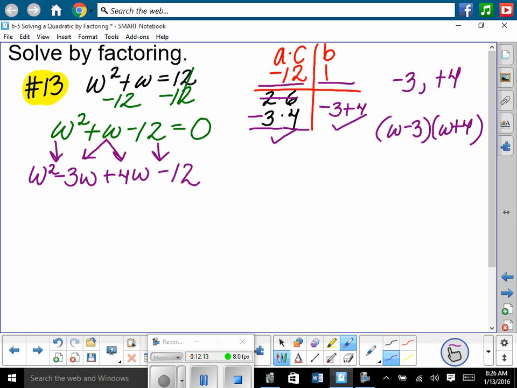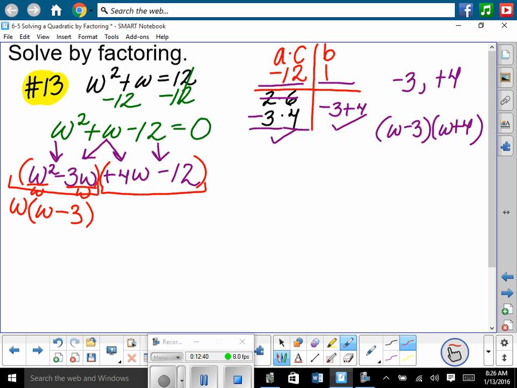Questions up to here. Then you group the first two terms. You group the second two terms, and then factor each group. So in this group, what's in common? W. So when I factored a w, I divided each term by w. So left here is w minus 3, right? Am I going too fast? Hopefully we remember factoring.